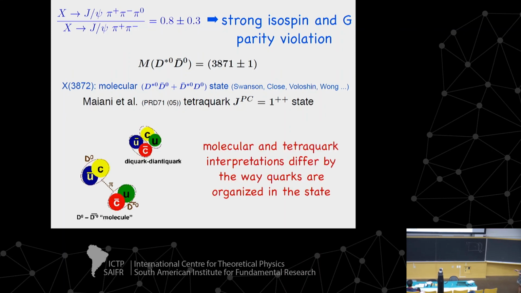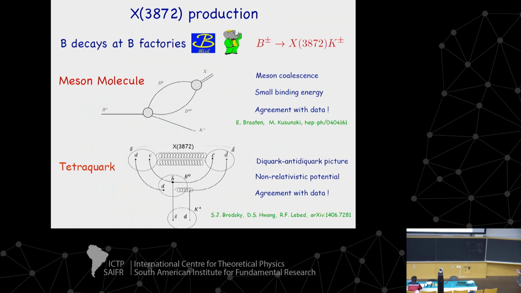The difference between a tetraquark that was proposed by Maiani and a molecular state here is only the way that the quarks are organized inside the state. A tetraquark would be a very compact state, and a molecular state would be a bigger state. If we look at the production of the X, it can be produced in B factories through B decay here. And there are calculations based on the molecular or tetraquark pictures. And in both cases, we can explain the production rate of the X in B decays without problem. So each one of the models is okay. There is no problem with that.